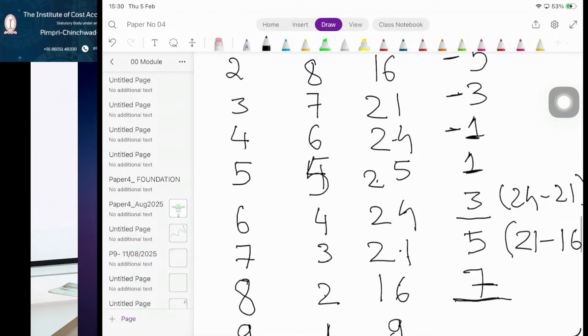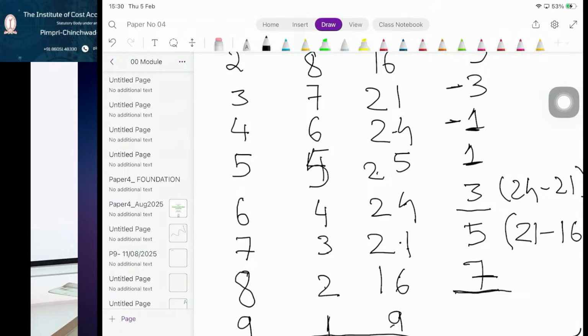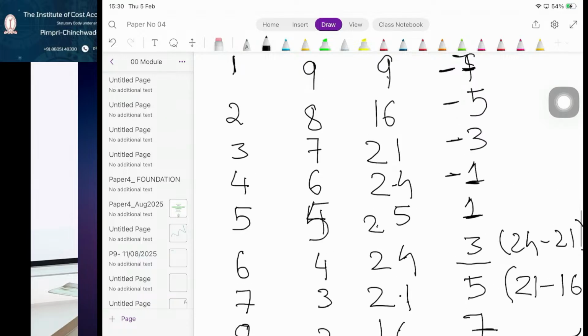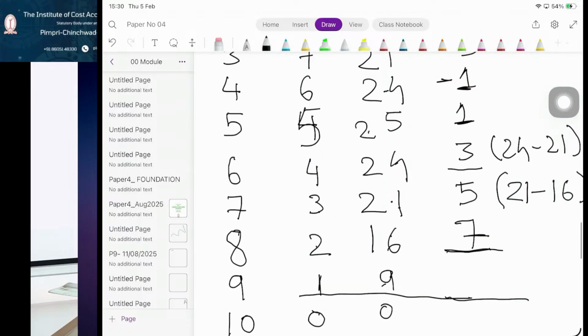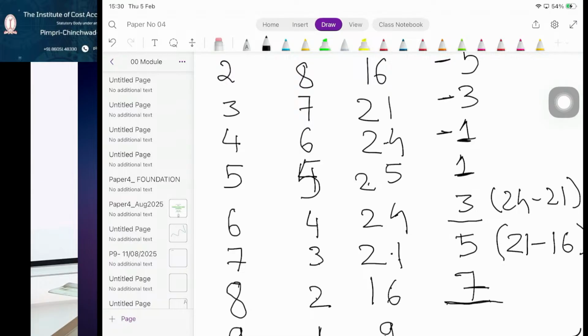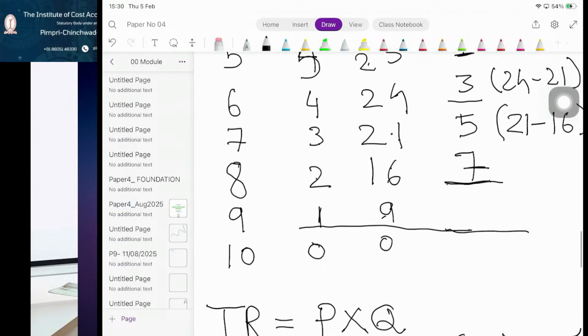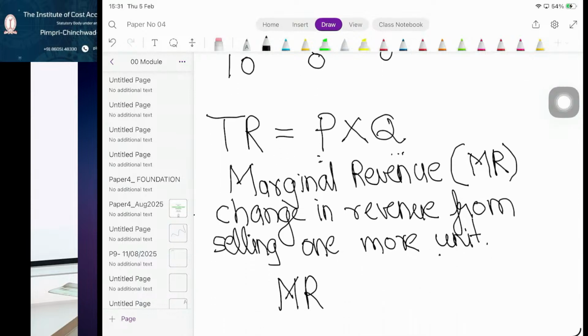Have you got the calculations, all of you? Online students, did you get the calculation? Okay, great. So what you see from this table is two things. Remember one thing. Marginal revenue, if you look at here, the initial quantity is 1, 2, 3, 4, 5. It is positive. Then it can become negative. So marginal revenue can be positive, negative, or zero.